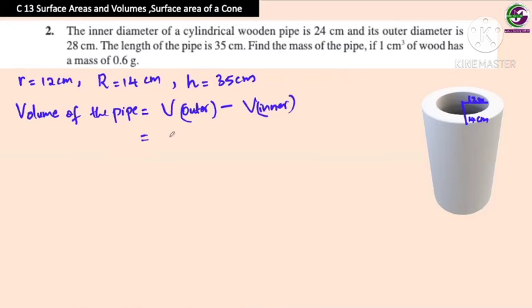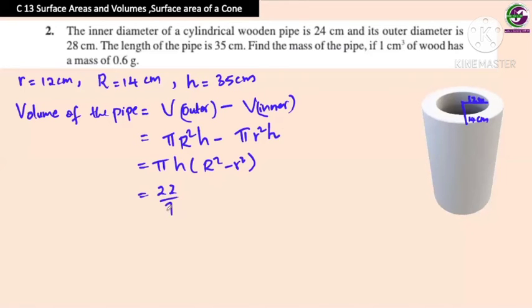So we have to apply the rule pi r square. Outer, let us represent by capital R. So pi R square h minus pi small r square h. Pi and h are the same, so we can take it out common, which is R square minus r square. Now let us replace pi by 22 by 7. We are not asked to use 3.14.